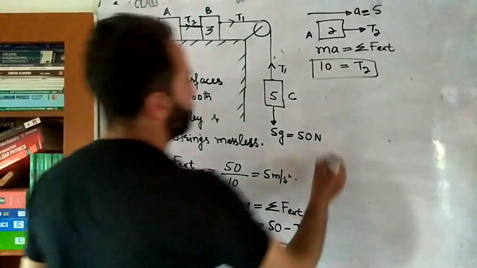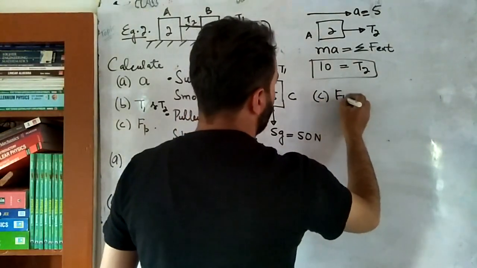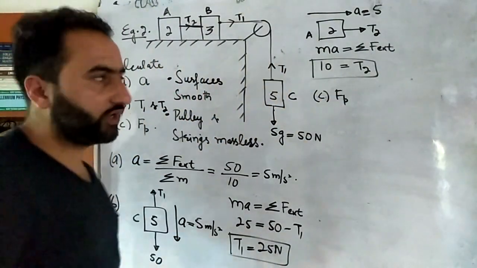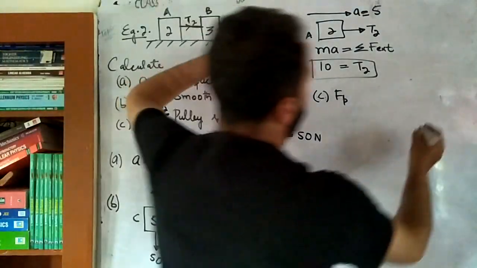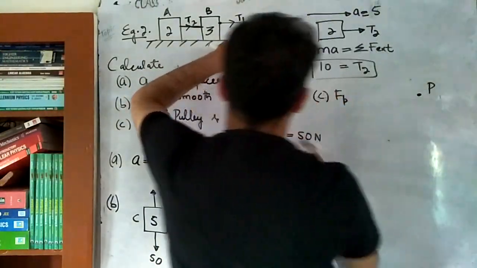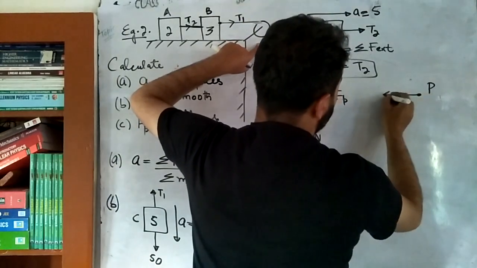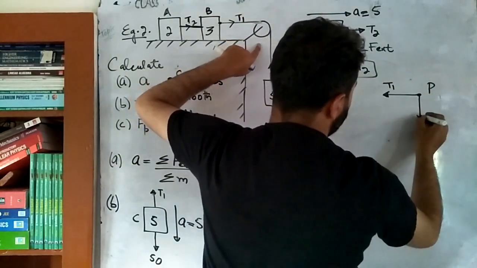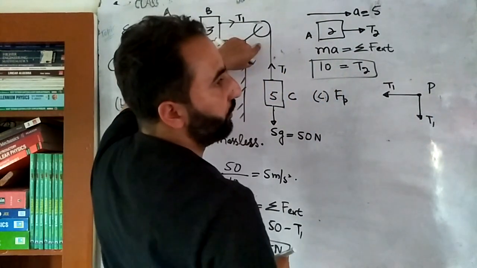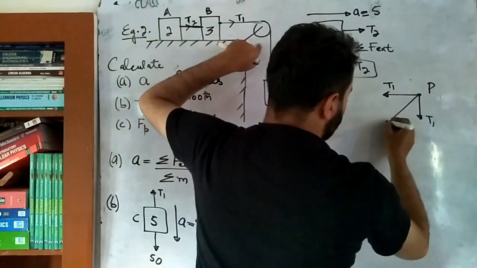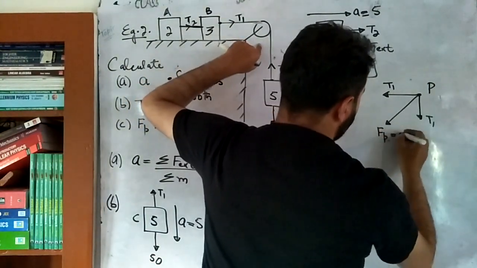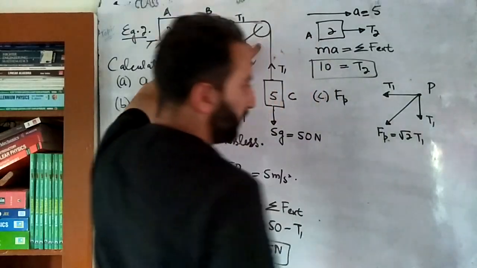Now next is that C part. You will have to calculate the force on the pulley. Construct the free body diagram for the pulley. So this is a pulley. There are two forces on the pulley. In this direction there is tension T1. In the downward direction, tension T1. They are mutually perpendicular and they are equal. Resultant will be along this direction. That force on the pulley will be equal to √2 multiplied by T1.